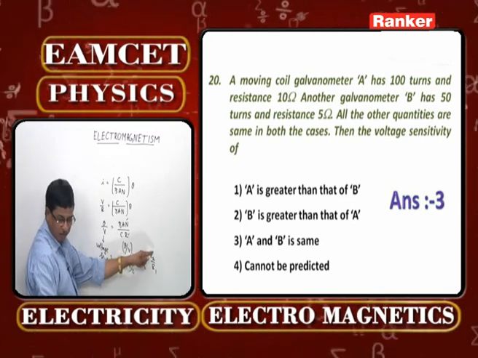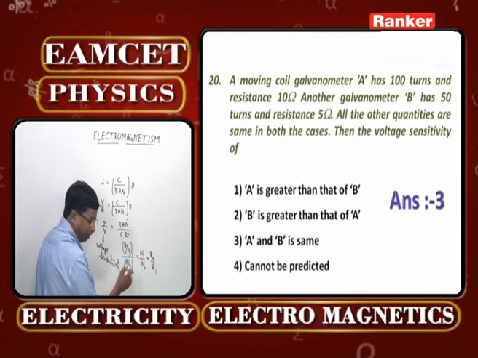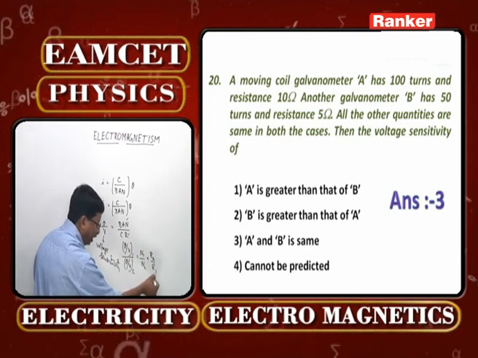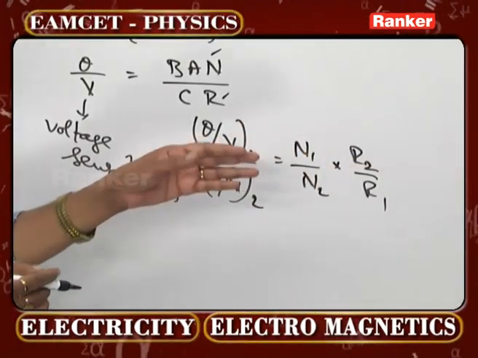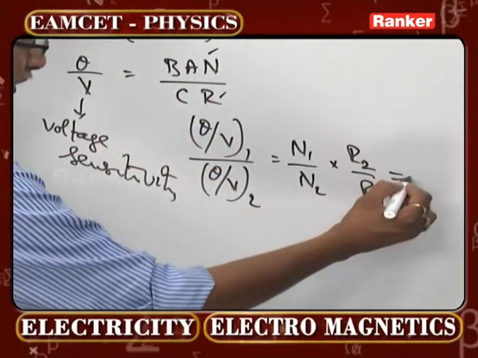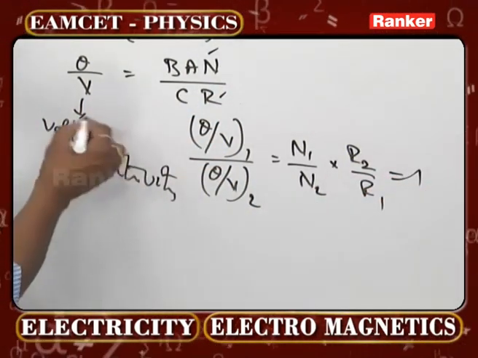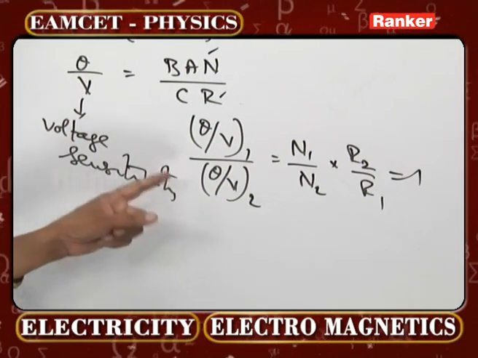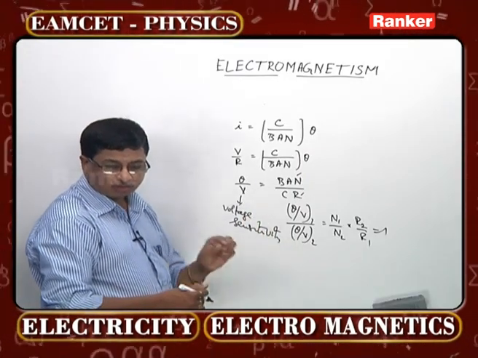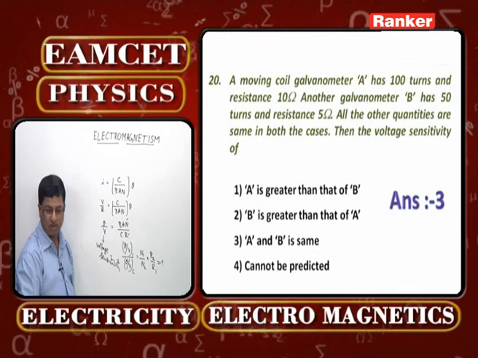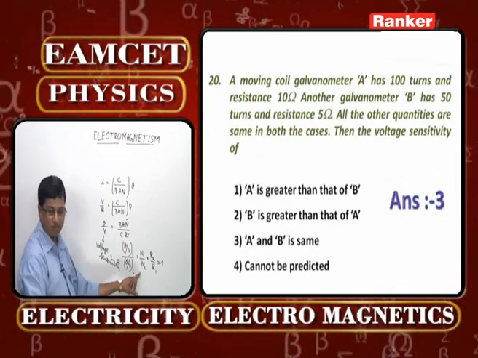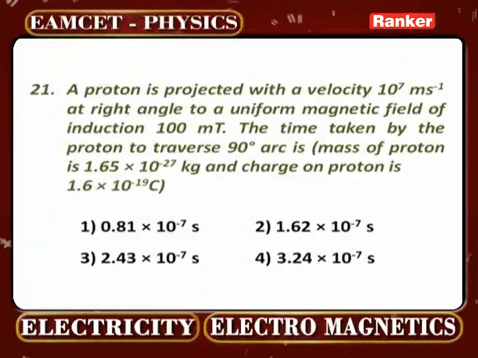What is R2 given? It is 5. What is R1 given? 10. This is once again 1 by 2. So 2 definitely they get cancelled. So what will be left over? 1 you will get. That means both are going to have the same voltage sensitivity. So third option is the correct option for this question number 20 as such. Look at that one carefully once again. So see the next one, 21st.